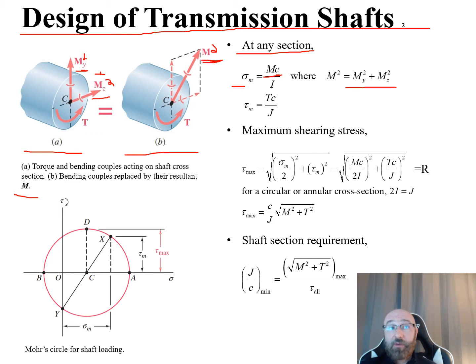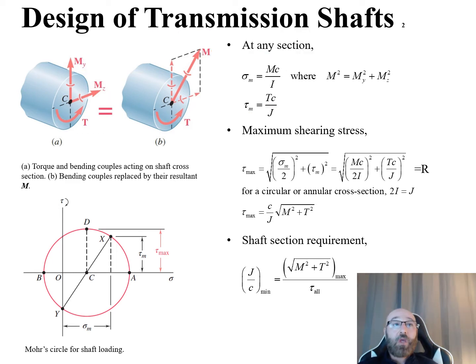Now if we want to find our tau sub m for our shear stress, this is going to be equal to our torque times that same distance c to the outer surface, all divided by our polar moment of inertia, J. So now if we want to find the maximum shearing stress, or tau max, there's a couple different ways that we can do that.